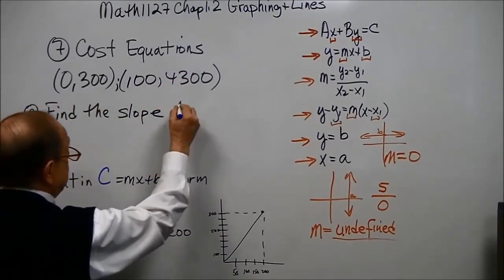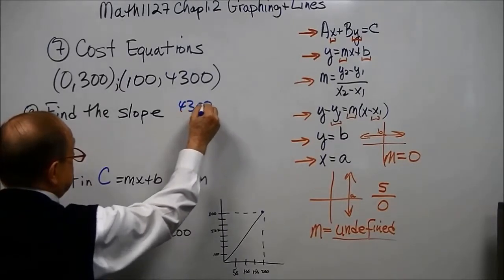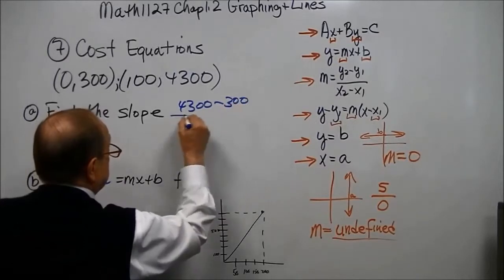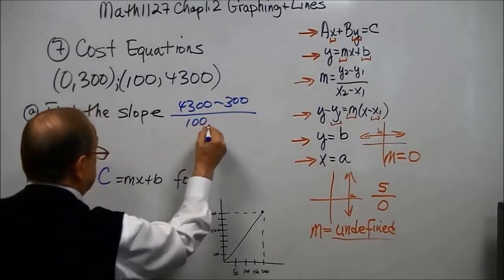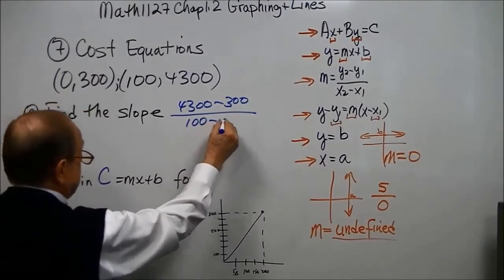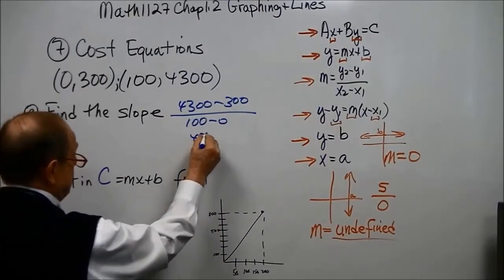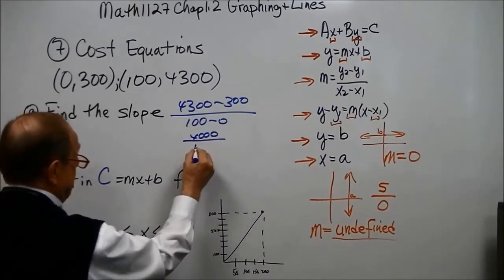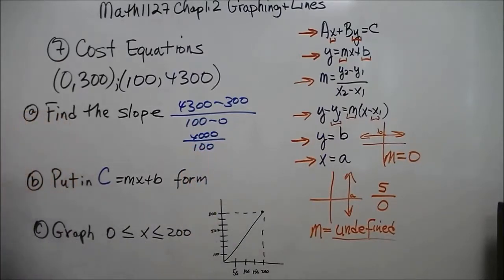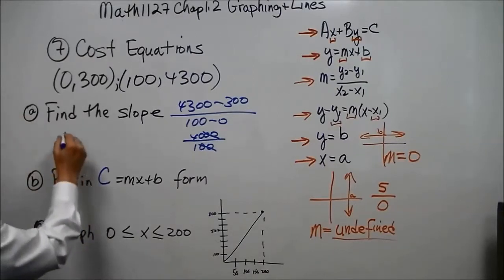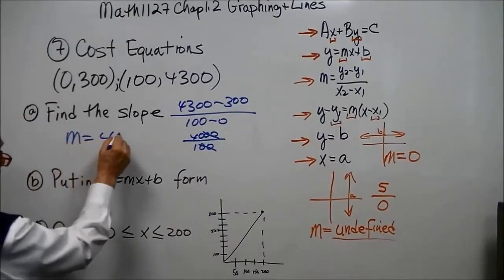So it'll be 4300 minus the 300 over 100 minus 0. Well, this gives me 4,000 divided by 100. I can just knock off these zeros. So my slope then is going to be 40.